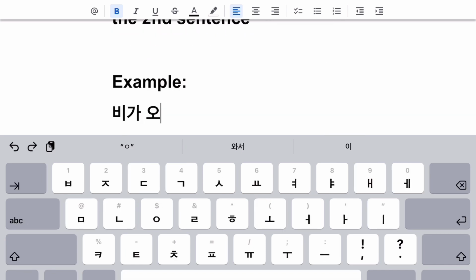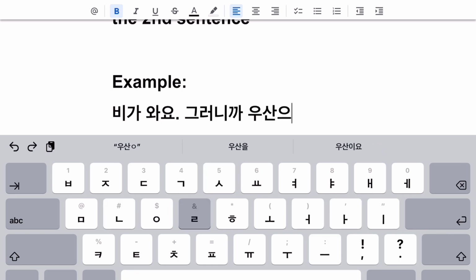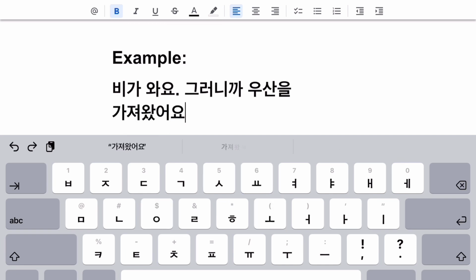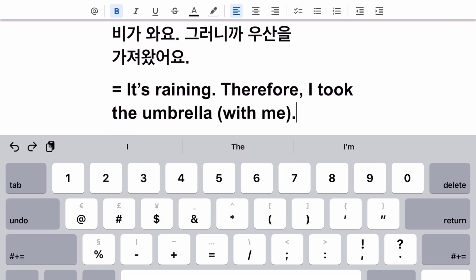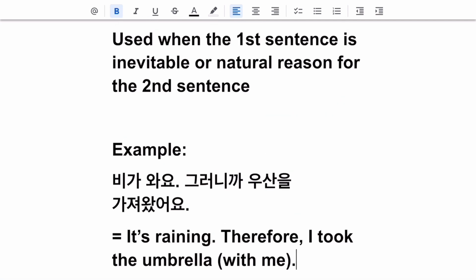So it's raining. 비가 와요, raining. 그러니까 우산, umbrella. 우산을 가져왔어요. Umbrella, 가져왔어요. I brought something with me, or took it with me. It's raining. Therefore, or so, I took the umbrella with me. So it's natural that you would take the umbrella because it's raining, or it makes sense. It's inevitable that you needed to take the umbrella because it's raining. You can kind of think of it like that.